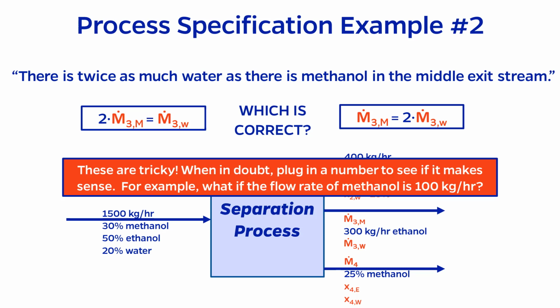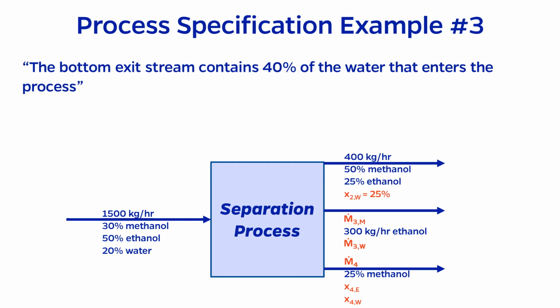My tip is to plug in a number just to see what happens. For example, what if the flow rate of methanol was 100 kilograms per hour? The equation on the left side would say that the flow rate of water is 200 kilograms per hour, while the equation on the right would say that the flow rate of water is 50 kilograms per hour. Looking at the process specification again, it says that there is twice as much water as there is methanol, which implies that there should be more water than methanol, and therefore the version of the equation on the left is the correct one. Okay, one more example.